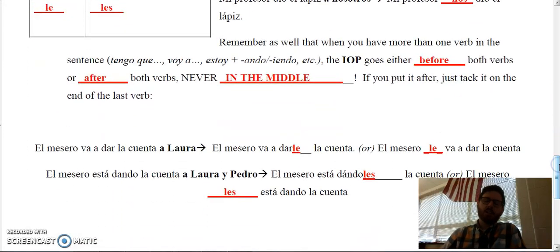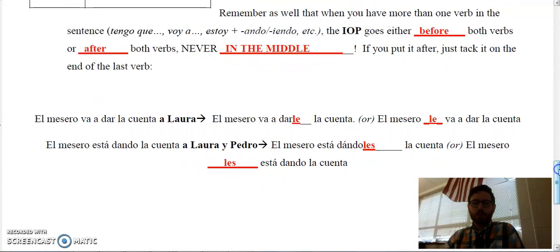So, as was the case with our direct object pronouns, remember as well that when you have more than one verb in the sentence, for example, tengo que, blah, blah, blah, voy a, estoy, blah, blah, blah, the IOP goes either before both verbs or after both verbs, never in the middle. If you put it after, as was the case with the DOPs, just tack it on the end of the second verb. So, for example, el mesero va a dar la cuenta a Laura would be: the waiter is going to give the check or the bill to Laura. Laura, we already know we would replace with le, she's one person. And you could either put it before both verbs, el mesero le va a dar la cuenta, or after both verbs, el mesero va a darle la cuenta.